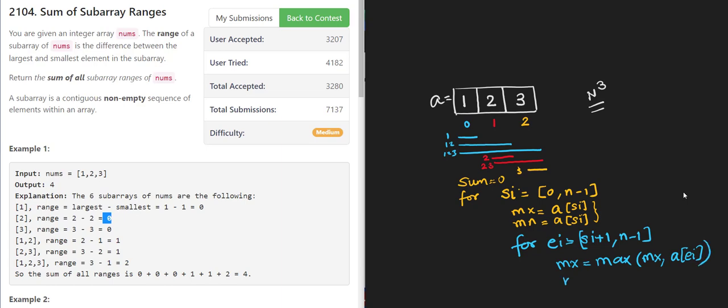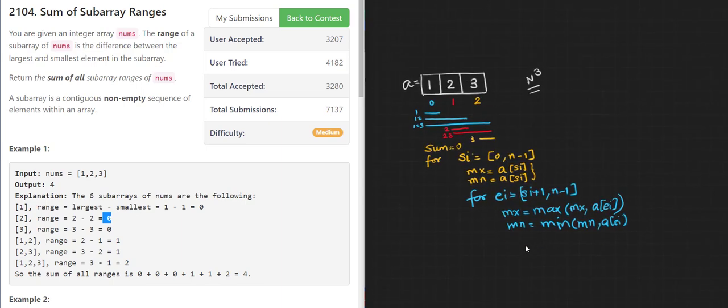And same way, minimum also we are updating because it is possible that the next element is the minimum. For example, if the array was 2, 1, 3, when we come to 1, minimum gets updated rather than maximum. So then we are updating minimum also, min of mn, comma, A of EI. Now, whatever mn and mx we got here, these mn and mx are for the next subarray.